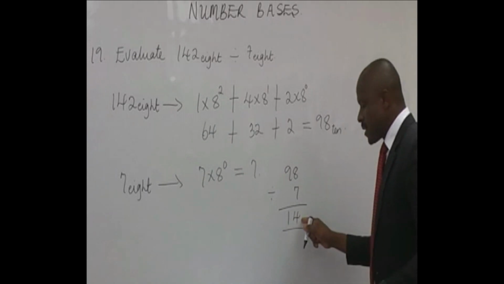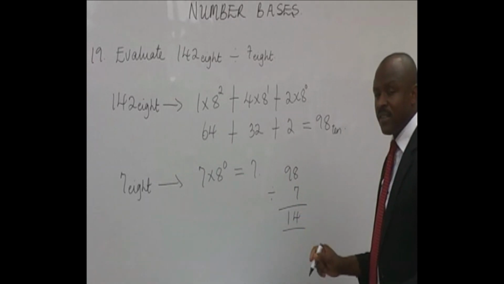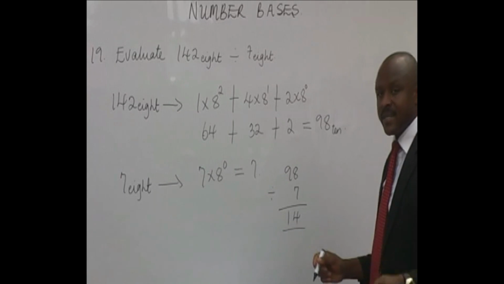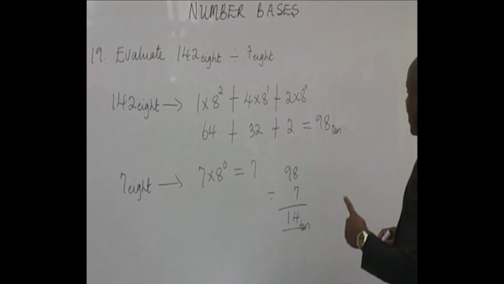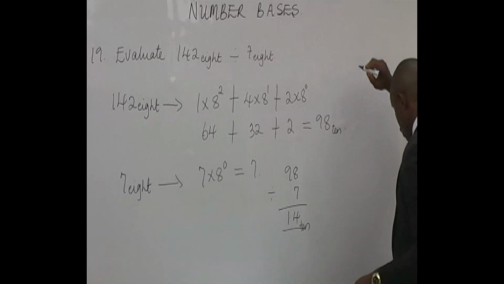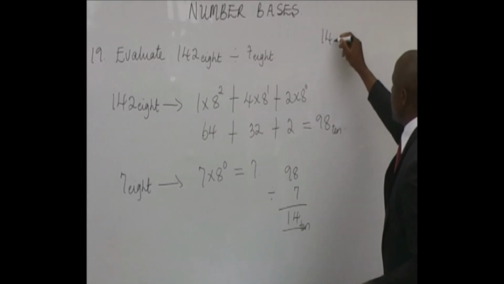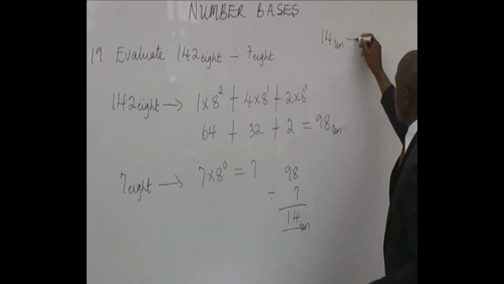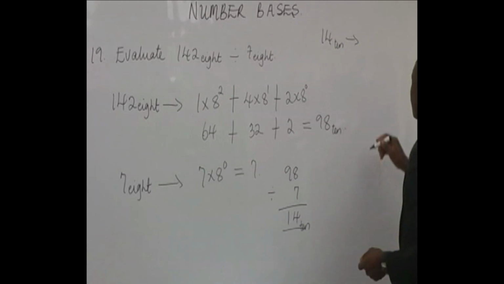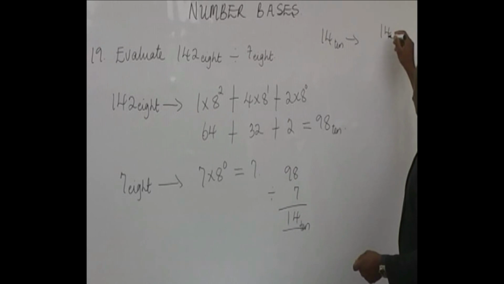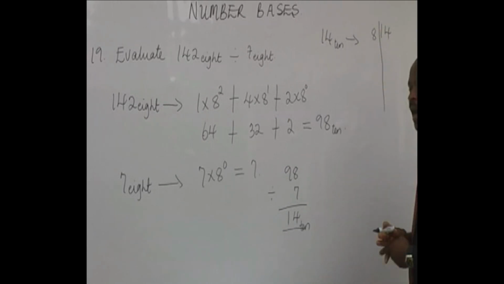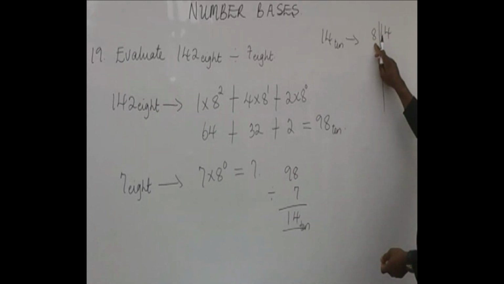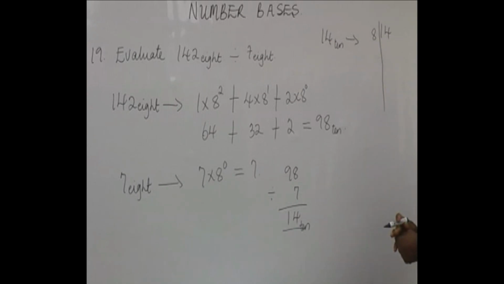Now that you have gotten 14 after division, convert 14 back to base 8. This 14 now is in base 10, I hope you know. Convert it back to base 8. So we now have 14 base 10. We want to convert it to base 8. Begin to divide progressively and keep the remainders. How many 8s divide 14? It will give you 1.